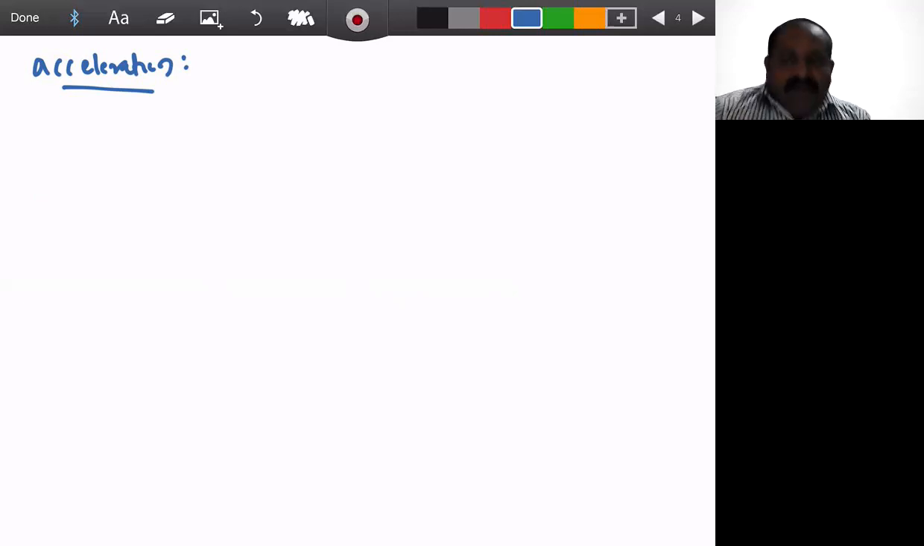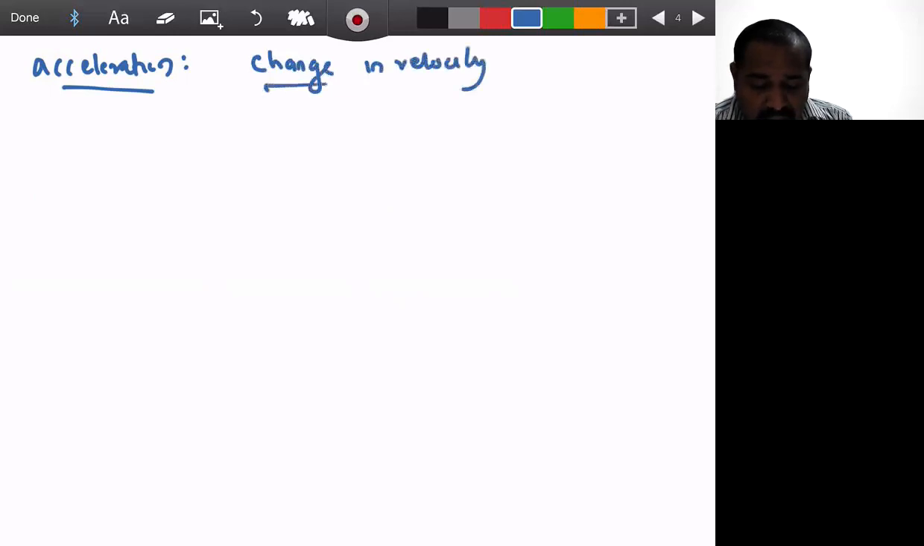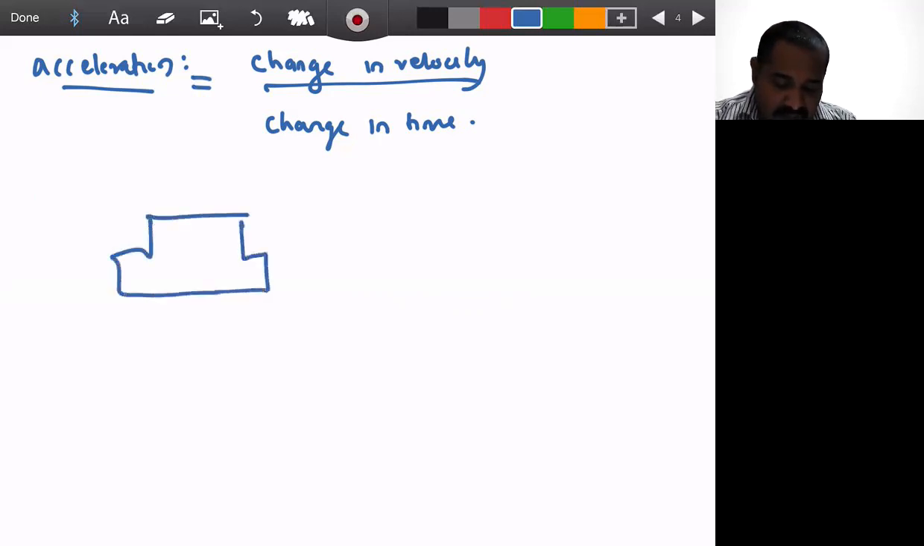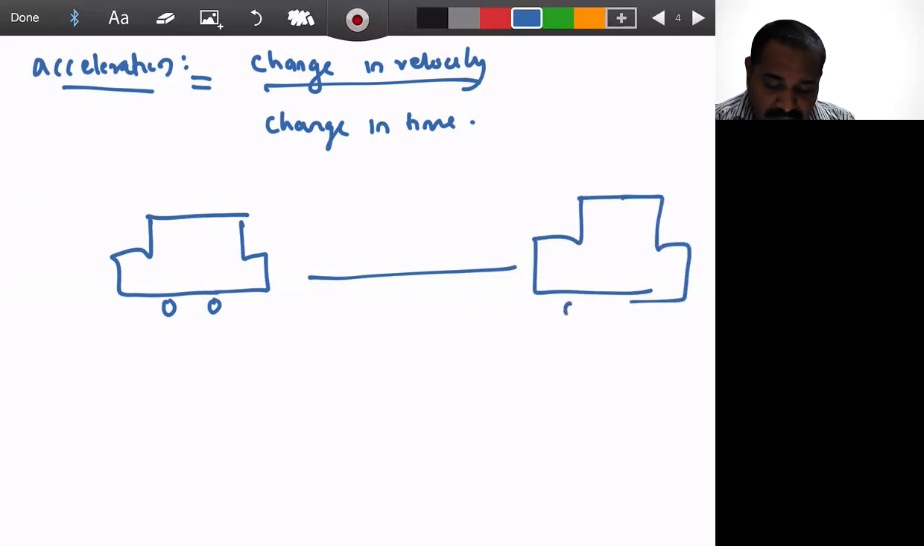So what definition are we going to give for acceleration? Acceleration is the ratio of change in velocity divided by change in time. Acceleration is equal to change in velocity by change in time. So what is change in velocity? I would like to use the same illustration.